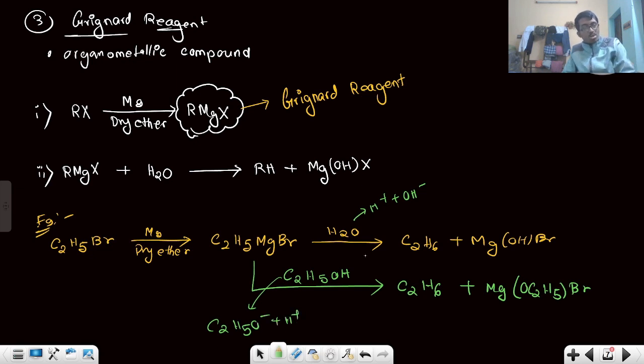From acids, organic acids, you take the H plus, right? So the remaining part will be going like that. So it will be C2H5O minus, that is going over there, as OC2H5 plus H plus. So H plus is taken. So it will be MgOC2H5Br.